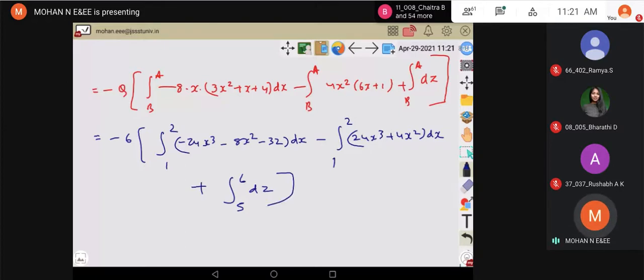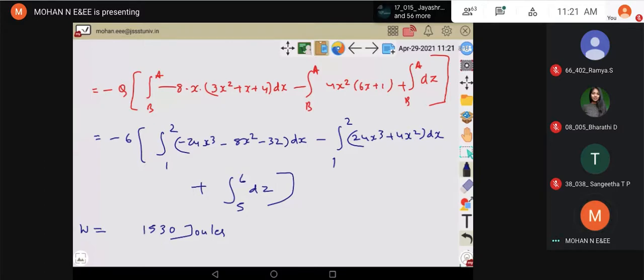So if you substitute the values of the limits and apply integration, you'll be solving as 1530 joules. This is the work done. I'm not integrating it here, I'm just leaving it to you. So I'll be getting 1530 joules.